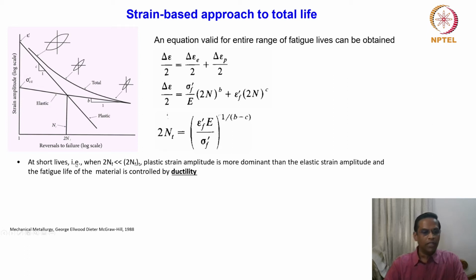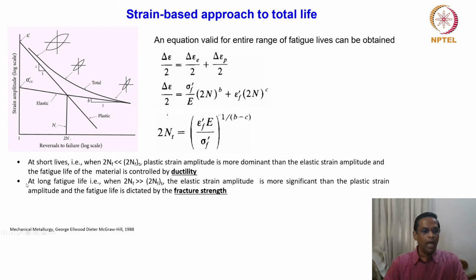At short life, that is when 2Nf is less than 2Nt, the transition life, the plastic strain amplitude is more dominant than the elastic strain amplitude, and the total fatigue life of the material is controlled by ductility. See, this is how you should appreciate how to read these equations, right? At long fatigue life, that is when 2Nf is much greater than 2Nt, the elastic strain amplitude is more significant than the plastic strain amplitude, and the fatigue life is dictated by the fracture strength. Okay, so which fatigue test or what type of fatigue study will give what type of material behavior, something like that.